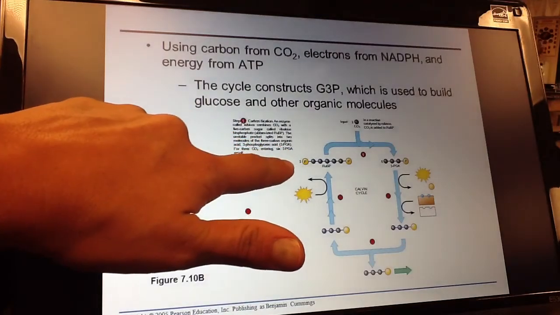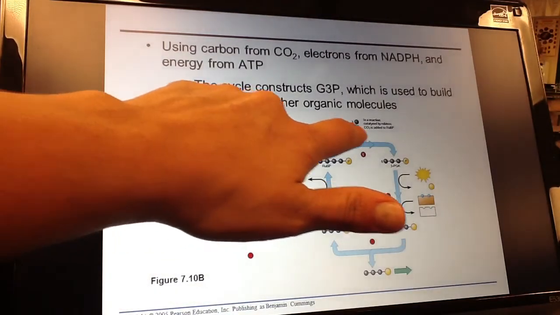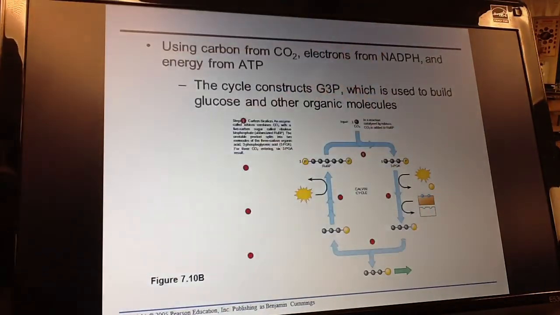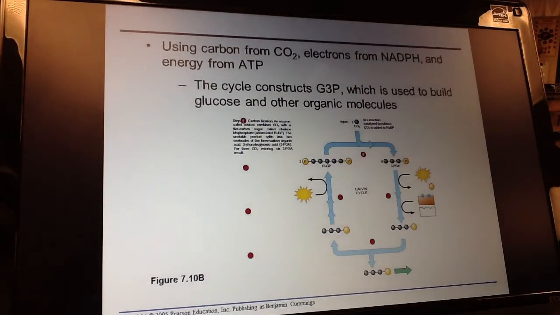So we're starting with a molecule, RuBP, combining it with the carbon from CO2, and generating two molecules of 3-PGA. Here's where we're going to use the energy molecules that we've previously created from the light reactions, the ATP and the NADPH. And we're going to simply reconfigure the molecule from 3-PGA to a molecule called G3P.